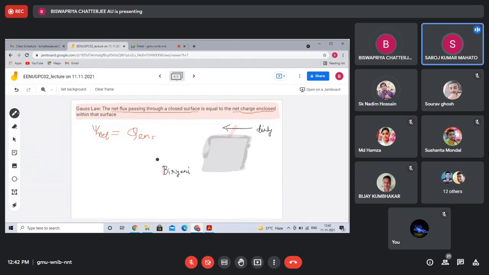Agree or not? Yes, sir. Similarly, sitting in your home, you will observe this biryani scent as well as this dirty scent. Agree? So the main reason is this flux, you can say the biryani smell or dirty smell. It's the wave, if you can treat them as a wave.